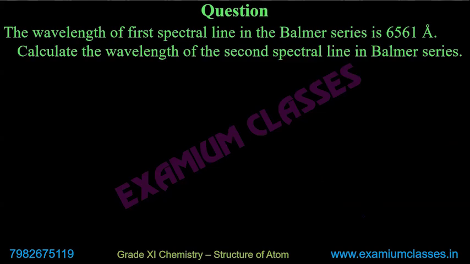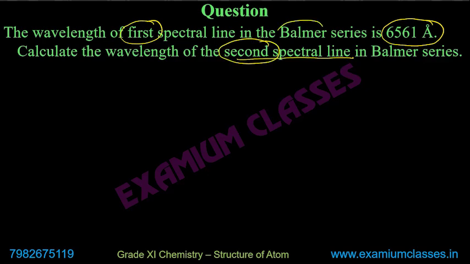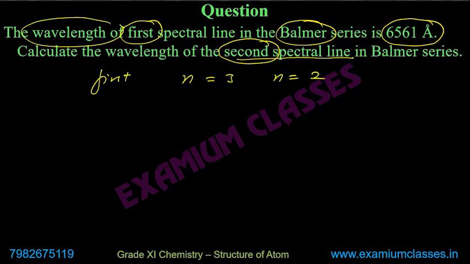Next question. The wavelength of the first spectral line in the Balmer series is 6561 angstrom. Calculate the wavelength of the second spectral line. You already know what first and second spectral lines mean. Yes, sir, we are talking about the Balmer series. Balmer series means the first transition is from n equals 3 to n equals 2. For wavelengths, obviously you will consider n1 as 2, n2 as 3.